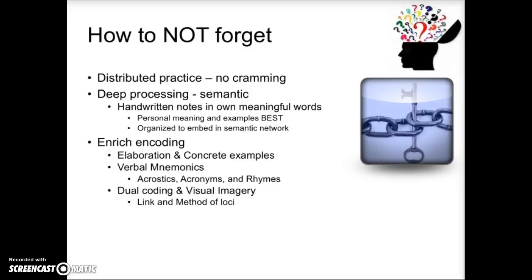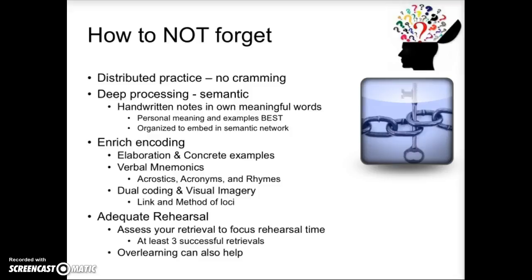Of course, enriching the encoding, so using examples, using visual imagery. There are all kinds of little verbal techniques that you can use. Use mnemonic devices. Those don't work for everything, but every once in a while you come across something in your college level classes that you can put into an acronym that makes sense. Finally, you need to make sure you engage in adequate rehearsal.